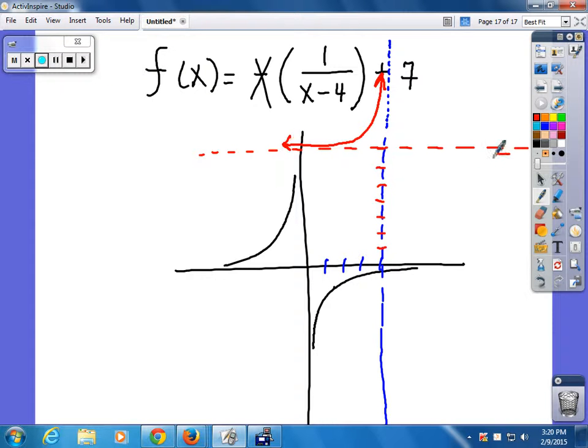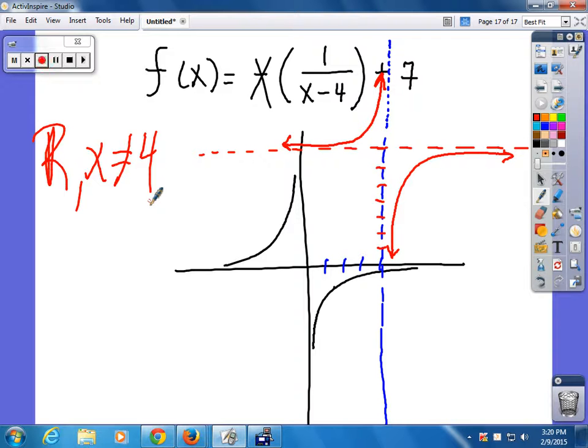And the other one, and that's what it looks like. So, what's your domain? All numbers except for 4. So, that's your domain. Range, negative infinity to what? 7, and then from 7 to infinity.